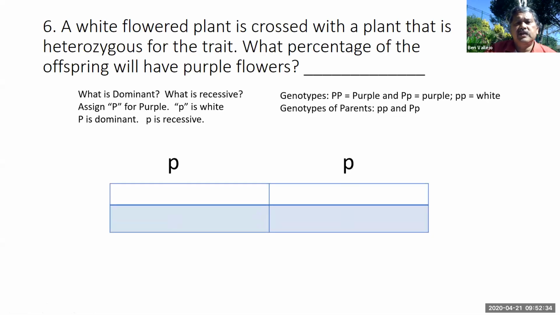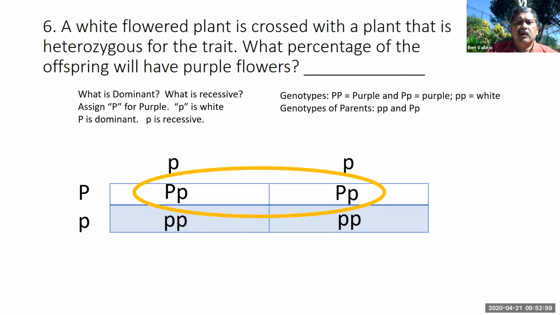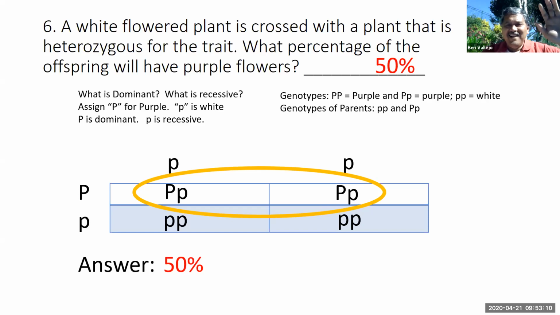So we can put the genotypes of the gametes on the top and the side, and then complete our Punnett square. So we have big P, little p on top. Then the two bottom ones are little p, and little p, little p. In order to show purple, because it's dominant, you only need to have one capital P. So the two on the top are both heterozygotes, big P, little p. The question is, what percentage of the offspring will have purple flowers? And as you can see, that is 50%. That's number 6. Anybody have all 6 right so far?